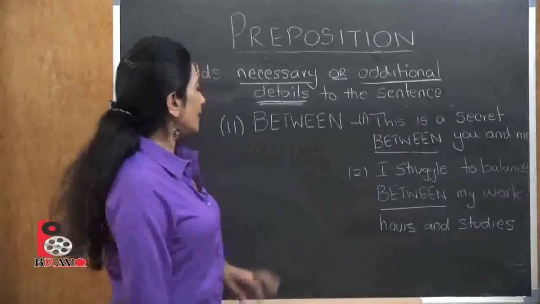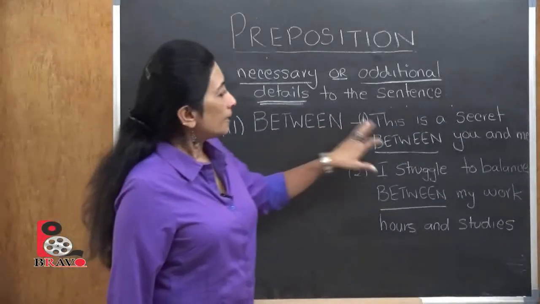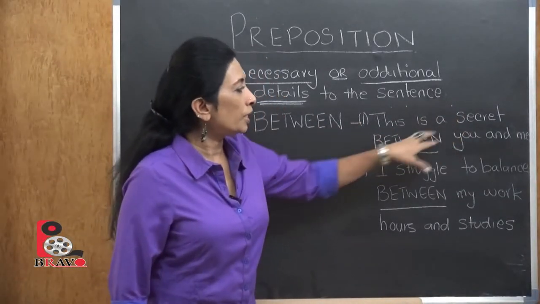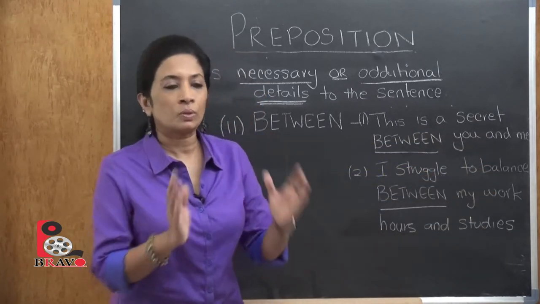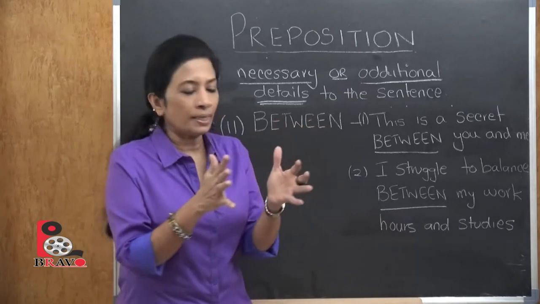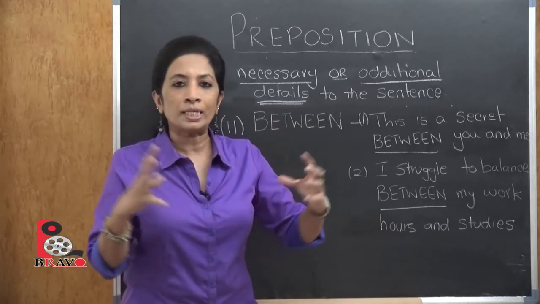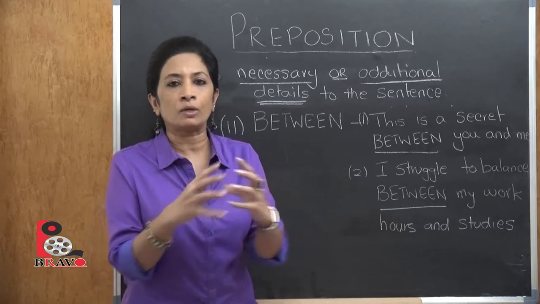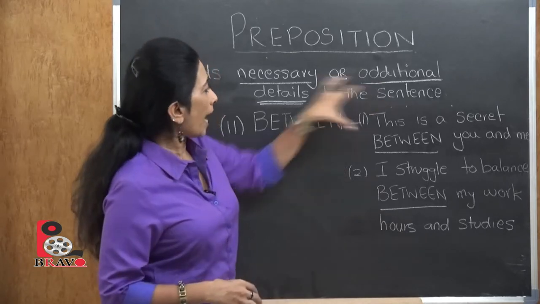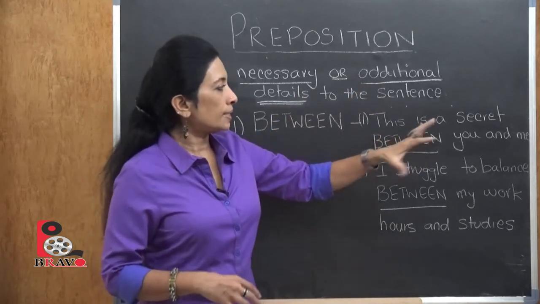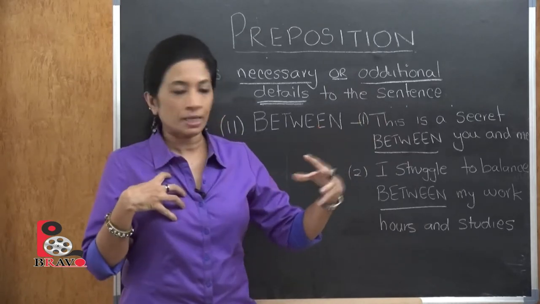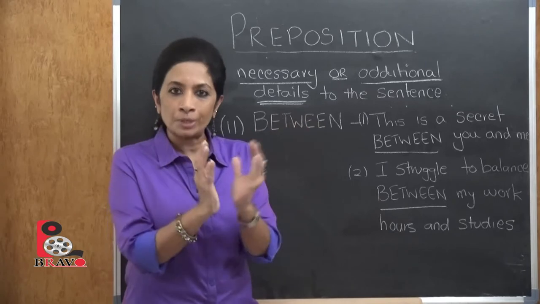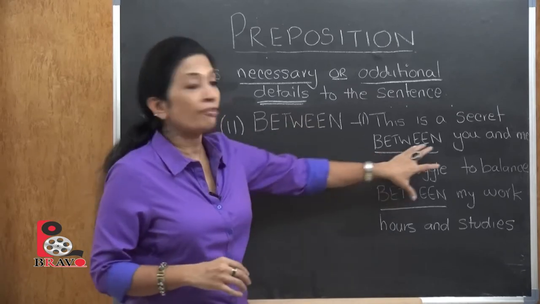Okay, the 11th word is between. This is a secret between you and me. So it involves two people. The word between is used commonly when two different things are being incorporated. So as I said to you, additional detail. So there is a secret between you and me. It says, I have a secret, you have a secret, and we are going to keep it between ourselves. So that's what between means.